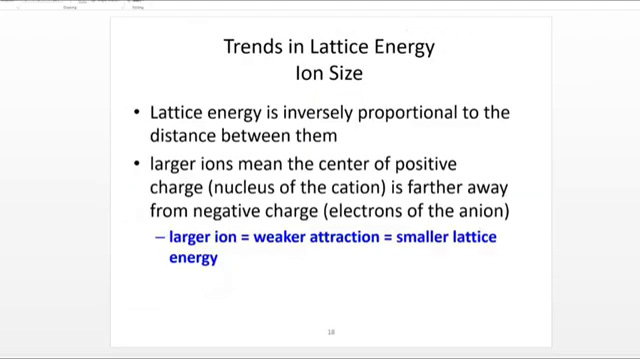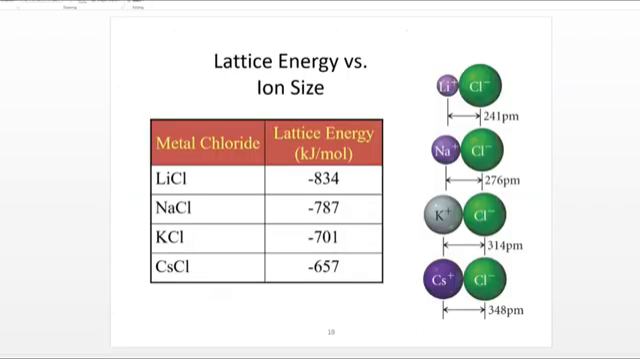So, trends in lattice energy and ion size. The larger the ion, the weaker the attraction. That basically goes along with the equation we just went over where it's divided by R, right? So the larger the R, the lower the potential energy, so the lower the energy required to make that bond. So larger ions make smaller lattice energies, and smaller ions make stronger attractions and larger lattice energies. And we can see that here where the chloride is kept constant and the cation is increasing in size, and the lattice energy decreases as we get to a larger radius.